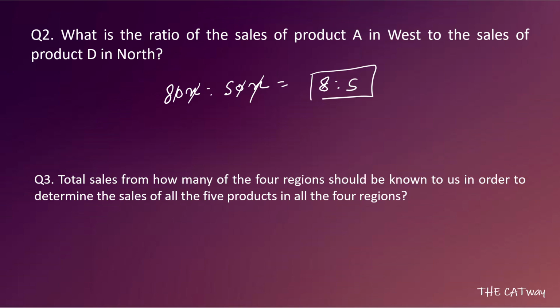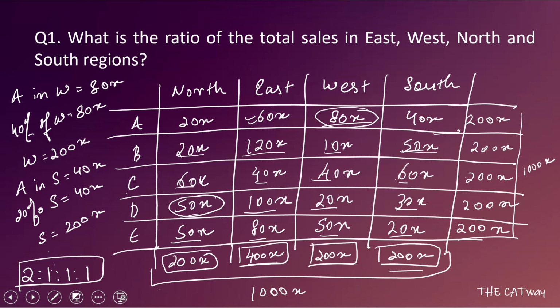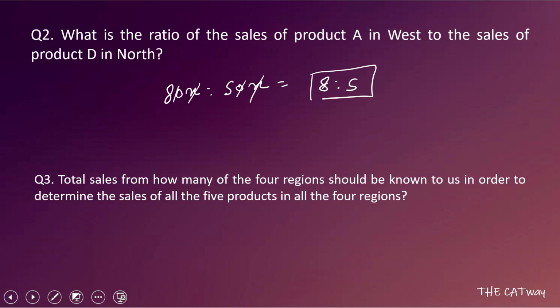Now the third question is, total sales from how many of the 4 regions should be known to us in order to determine the sale of all the 5 products in all the 4 regions? Because all are in X form, even if we know the sale of any one of the regions, we can calculate the sale of each and every product in each and every region. So our answer will be 1.